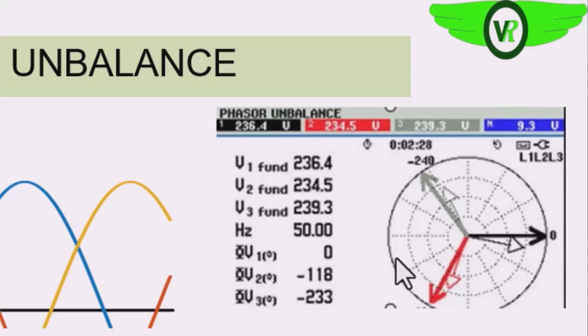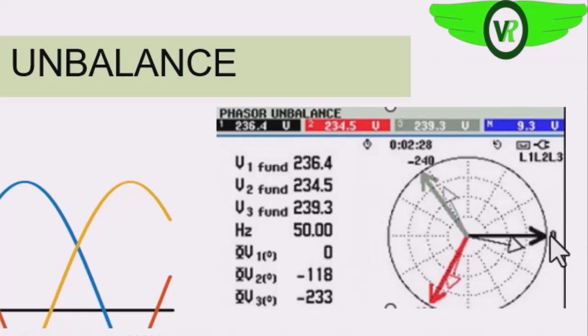Okay, so as you can see, these are the various voltage levels of the three phases, and as you can see clearly, they are not of the same magnitude. Okay, then the frequency is 50 Hz, which is what is expected if the system is a 50 Hz system. Okay, then look at the phase angle.